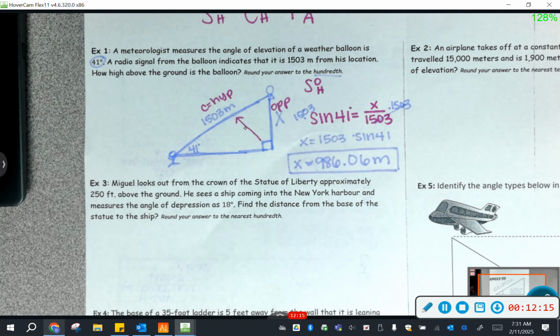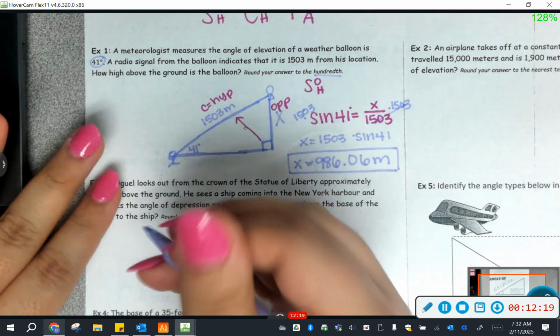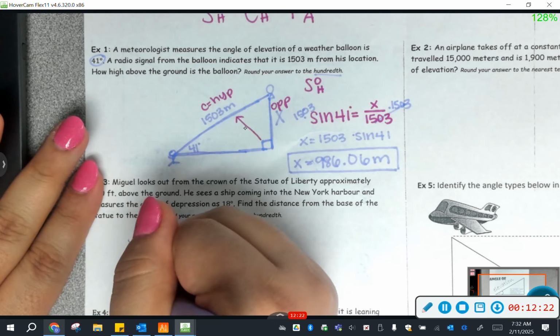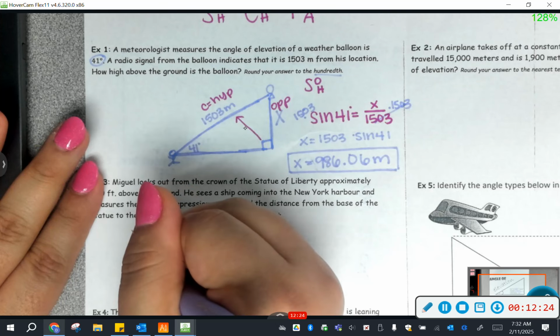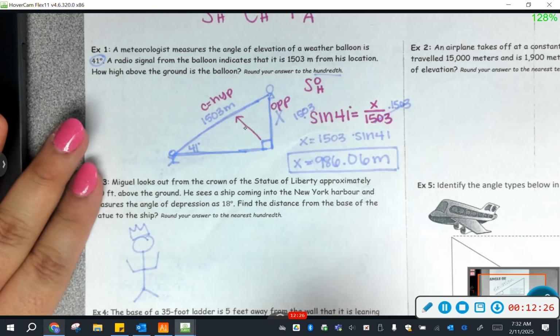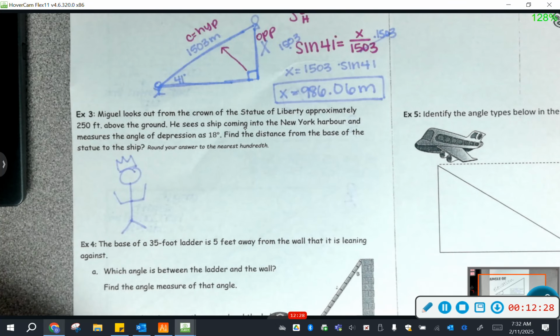Miguel looks out from the crown of the Statue of Liberty. So, y'all are going to love my Statue of Liberty. Oh boy. Here she is. Beautiful, right? I know, I'm a true artist.